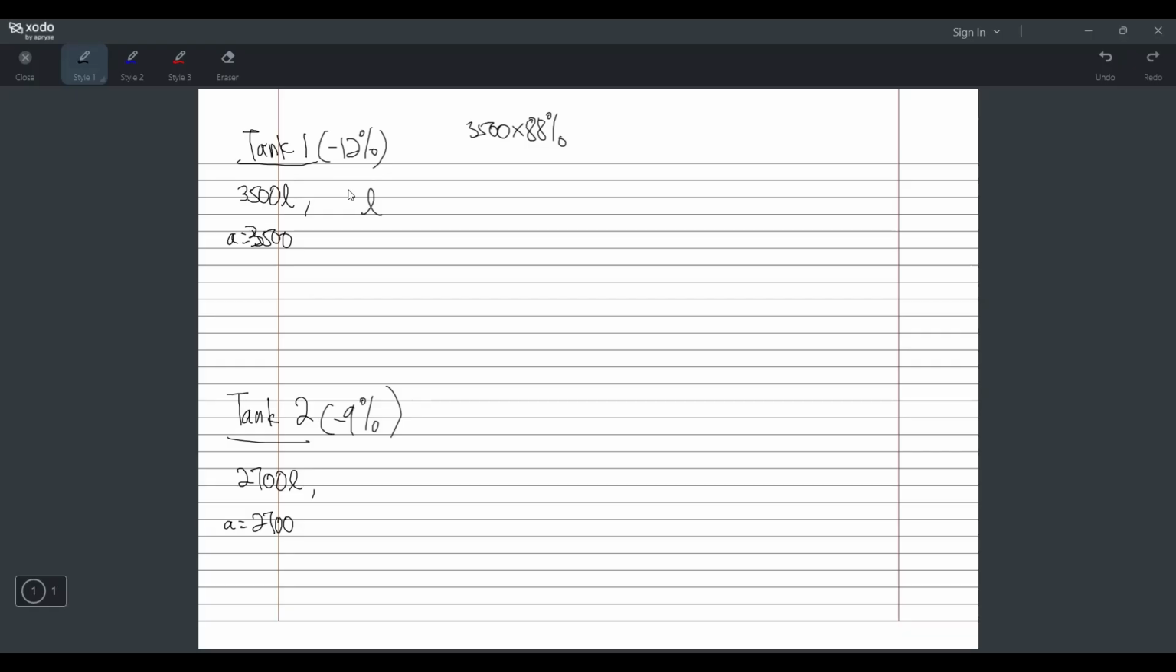So 3500 times 88 over 100. This is your new volume, 3080. And let's do it again, times 88% again. So you will get 2710.4 liters.